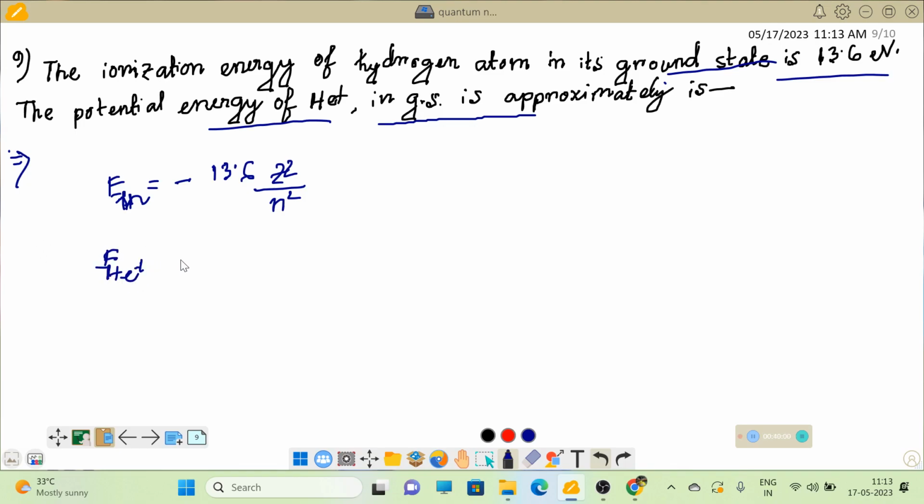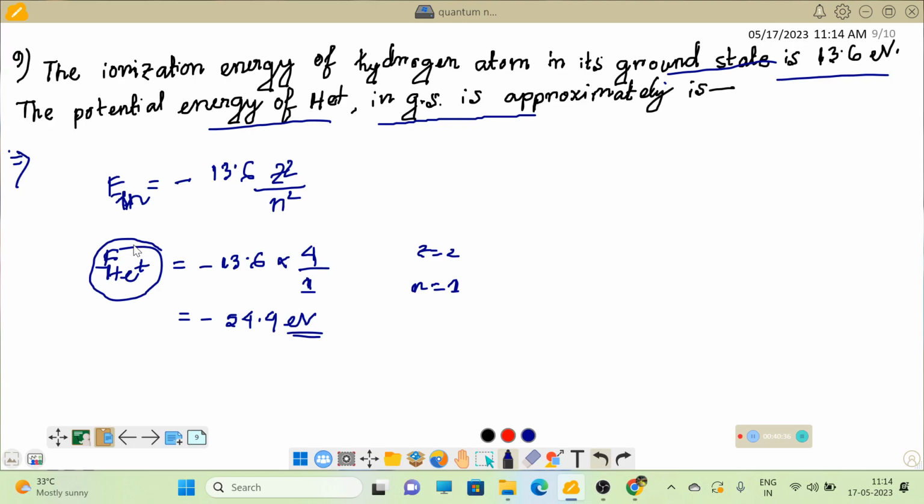For He plus, the energy is 13.6 times Z squared over n squared. Z is equal to 2, so Z squared means 4, and for He plus n equal to 1, that is 1. So we can write 54.4, that is in eV unit. But this is the energy of the helium atom for only one electron system.